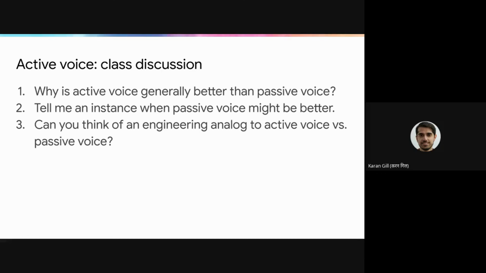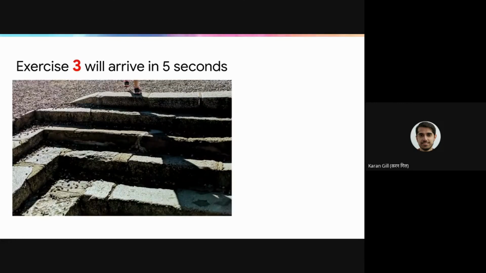And for the third question, sometimes you don't get class participation, so either be ready with an example or be willing to move on. That brings us to the end of exercise 2 on active voice, an important lesson in good technical writing.